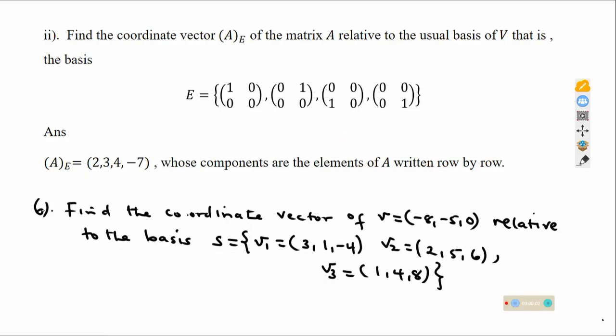You will as well try out question number 6, where you need to find the coordinate vector of V, which is given as -8, -5, and 0, relative to the basis S. Your basis is S, which is having vectors V1, which is 3, 1, -4, V2, which is 2, 5, and 6, and V3, which is 1, 4, and 8. So you should be in position to obtain this coordinate vector.